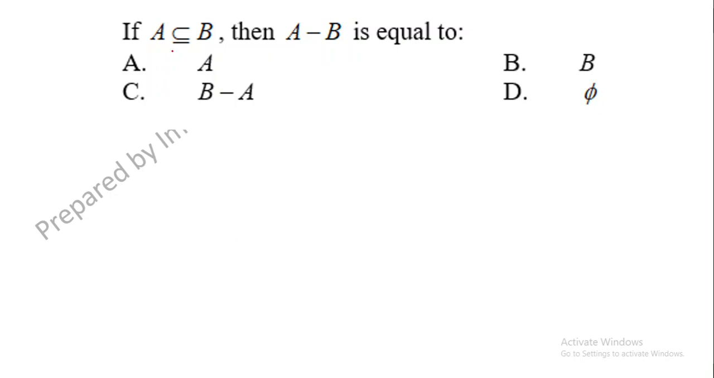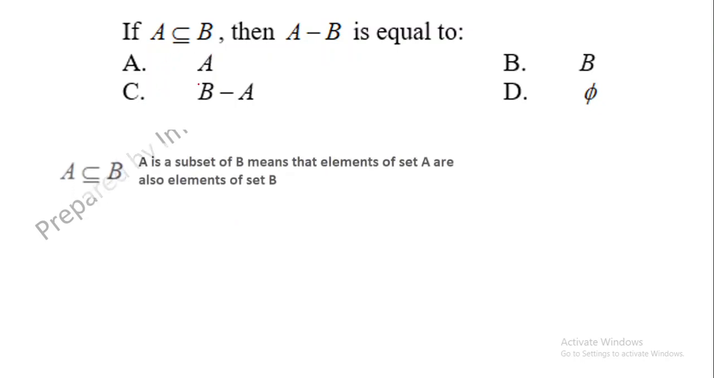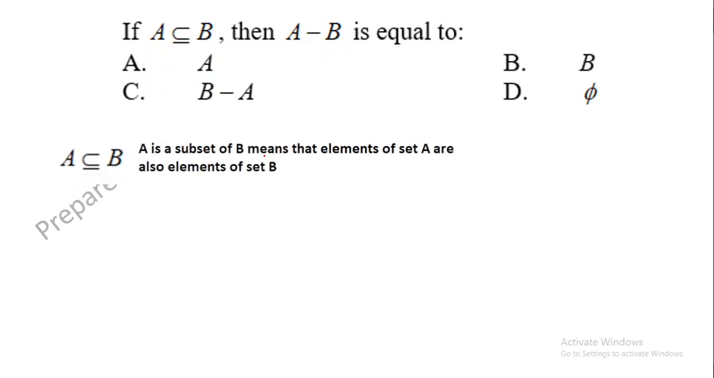He says that if a is a subset of b, what is the meaning of subset? A is a subset of b means that the elements of a are also the elements of b. So the elements of a are coming from the set b. In other words, this one is smaller, this one is bigger, because all the elements of a are also part of b.